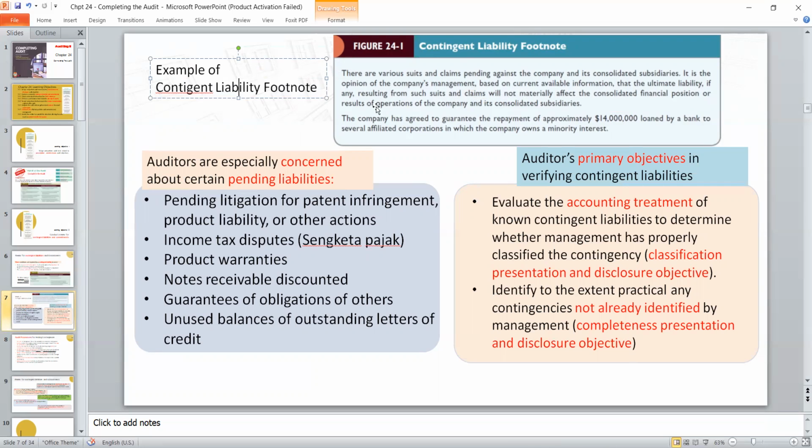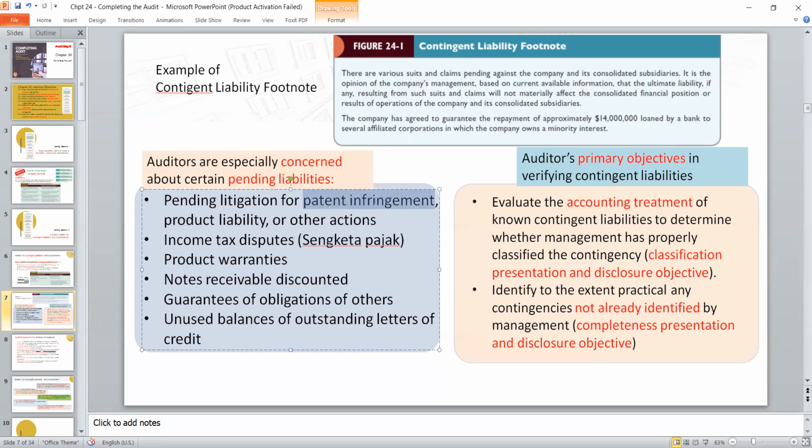Okay, so let's see this area. The left one is that the auditor must be concerned about certain pending liability. And the right side is the primary objective of the auditor to verify the contingent liability. So let's see what kind of things we need to be concerned about, especially for the pending liabilities, the contingent liabilities.